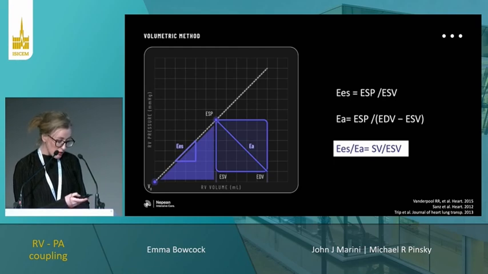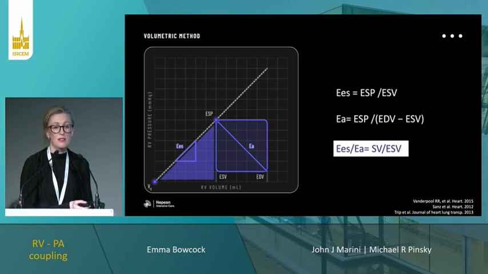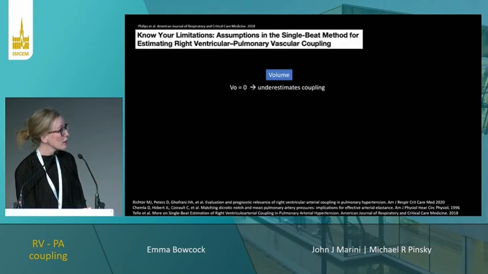We can also use a volumetric method where we're no longer calculating this pressure maximum, but we're assuming that the volume in the right ventricle under zero loading conditions is zero. And then we can draw a line from this end systolic point to this theoretical zero, and of course this then cancels to just being end systolic pressure over end systolic volume. And again, Ea can be calculated the same way as previous, and because we have common pressure terms, this then cancels out to give us a simplified volumetric assessment of RV-PA coupling.